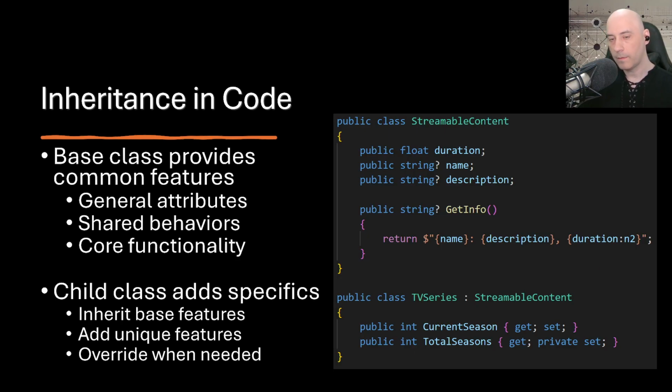The base class itself, the parent class, provides general attributes that everything shares, and then it has the core functionality, like get info, for instance. And then the child class will add more specific content, such as it inherits the base features, adds unique features, and then if needed, we can override things, which we don't have an example of here, but we will see an example of. So for right here, we would just use these directly in a TV series.